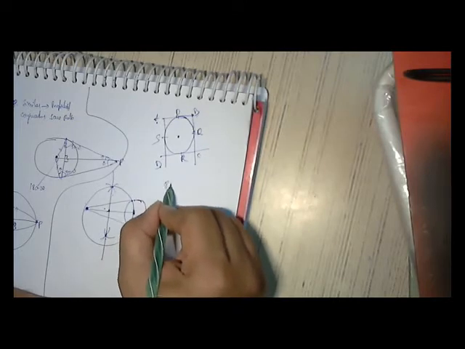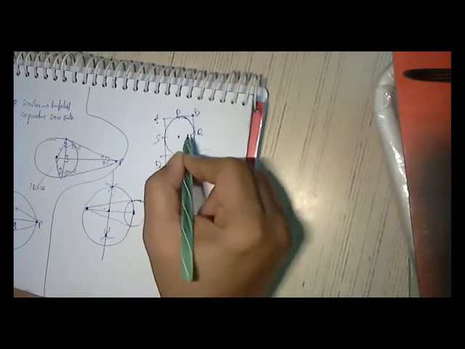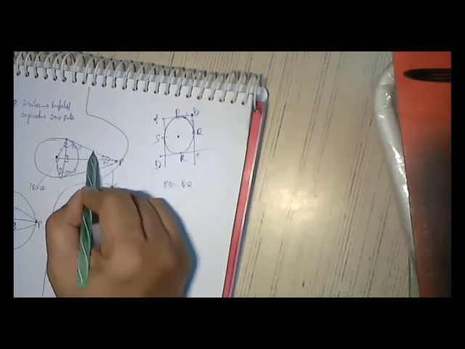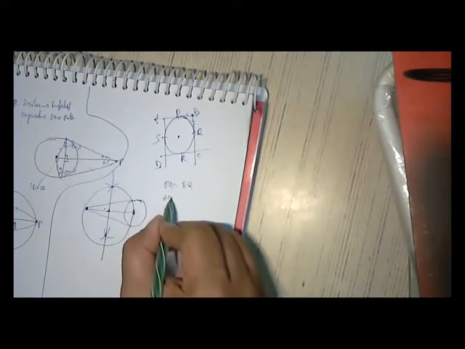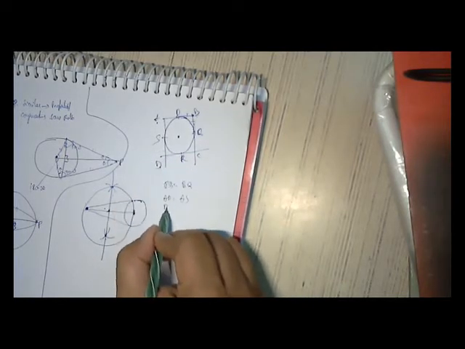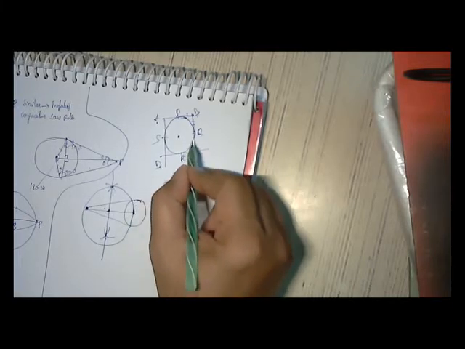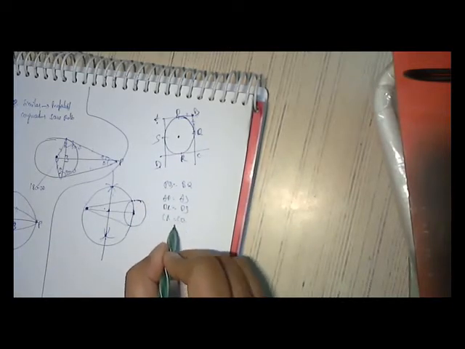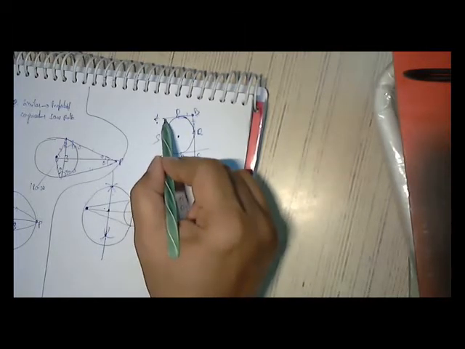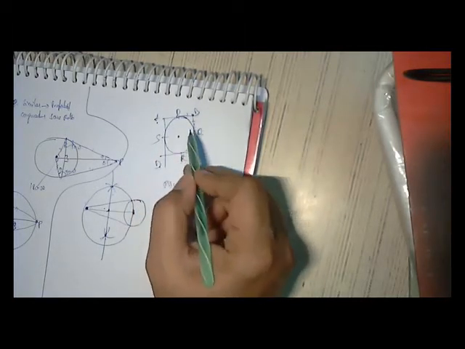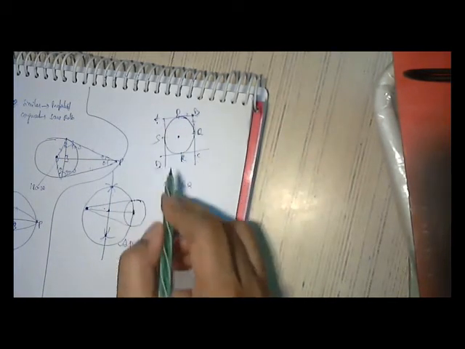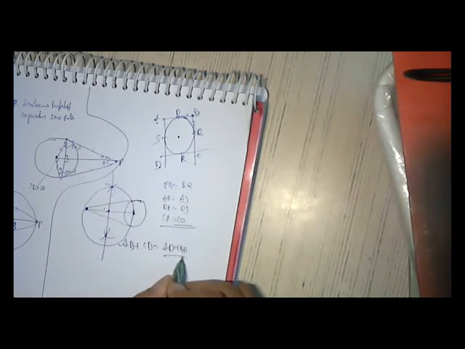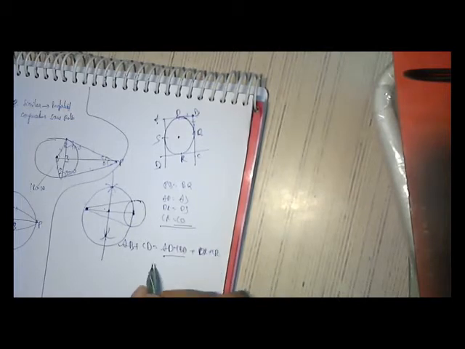That means PB is equal to BQ. From this formula, these two are equal. Similarly, AP is equal to AS. Similarly, DR is equal to DS. Similarly, CR is equal to CQ. Now, what is to be proven? AB plus CD. AB can be written as AP plus BP, and CD can be written as DR plus CR.